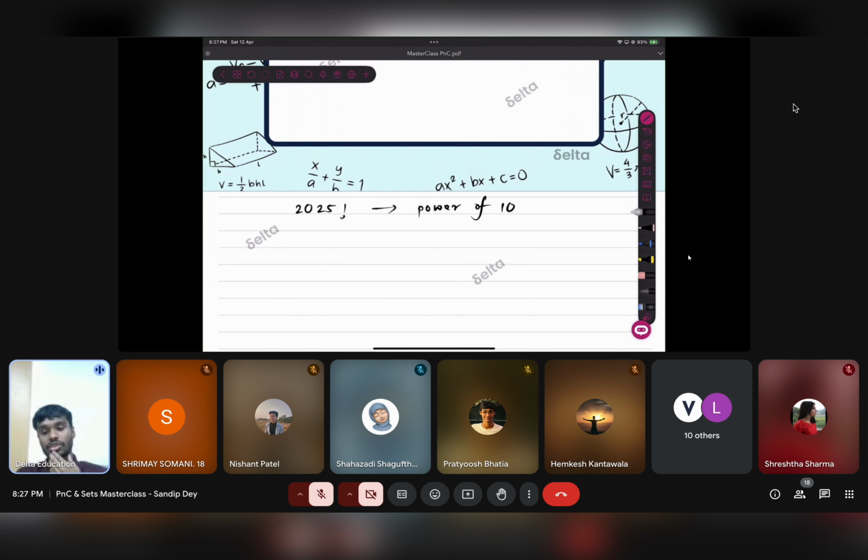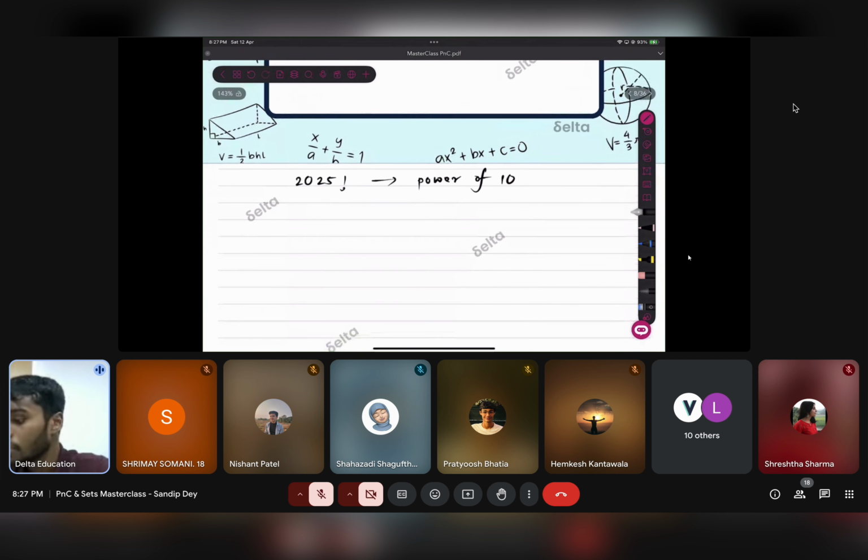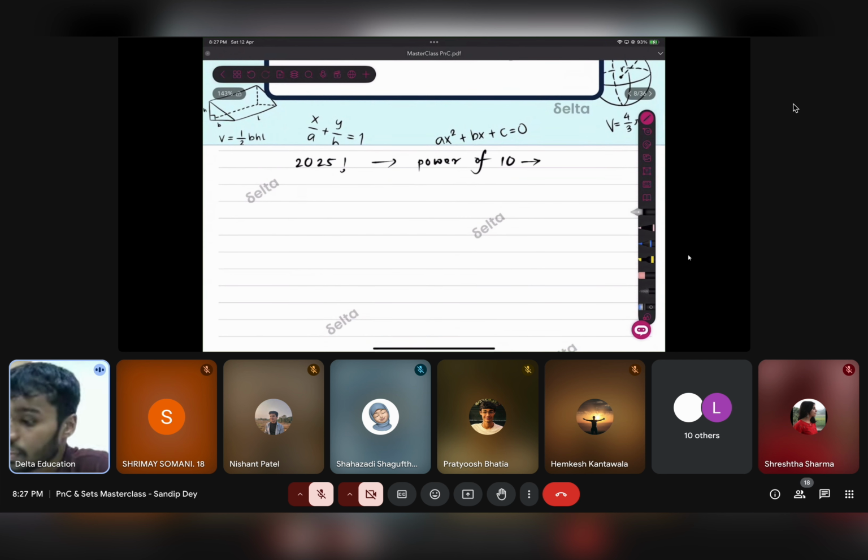10 is not a prime number. So how can we get it? In that case, what we can do is write the prime factorization of 10. What will be the prime factorization of 10? 2 into 5. Simple.